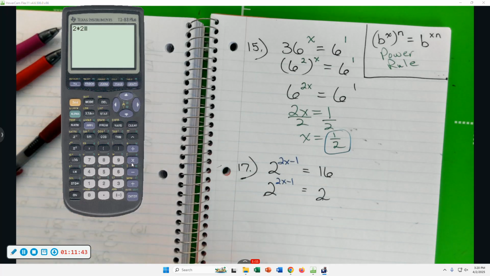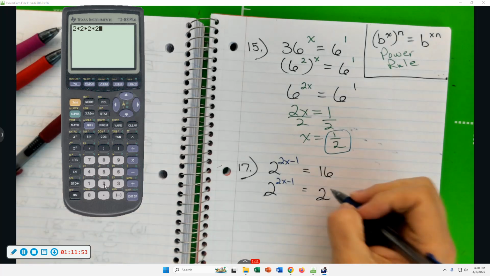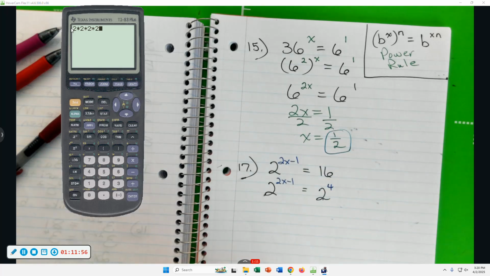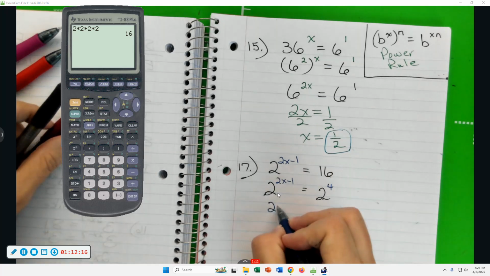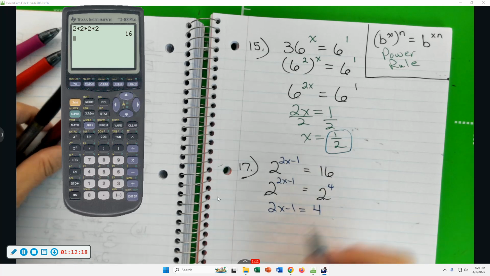2 times 2 is 4. 2 times another 2 is 8. Times another 2 is 16. Yeah, 2 to the 4th. Any questions on my logic there? Because once we've done this, we have the same bases on both sides. We drop the base, set the exponents equal. 2x minus 1 has to equal 4.